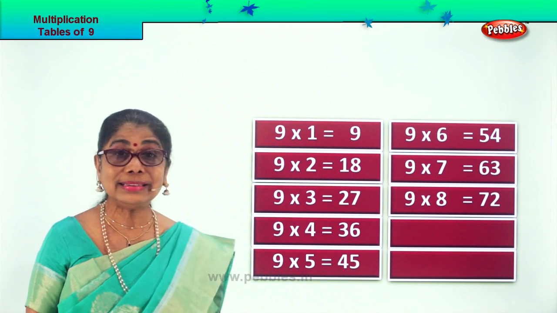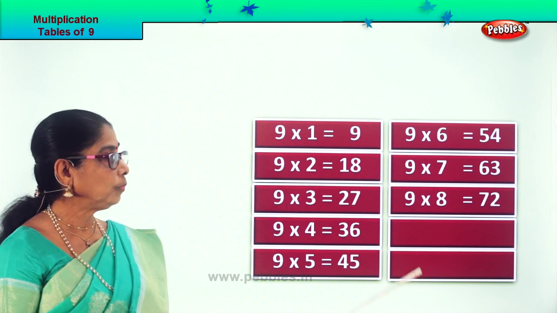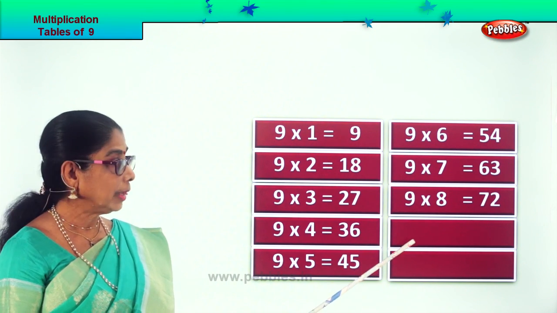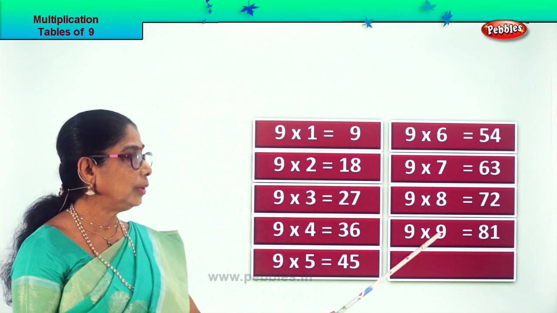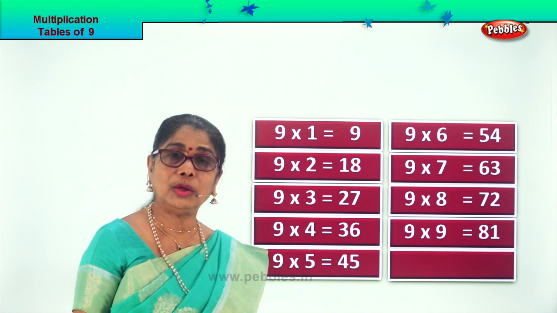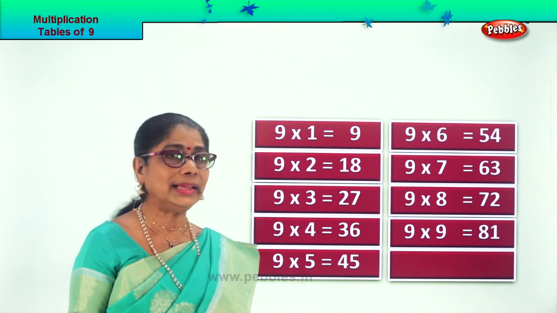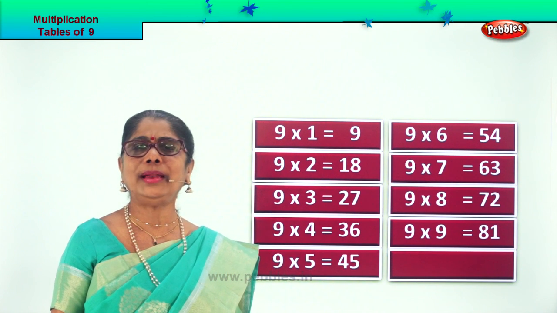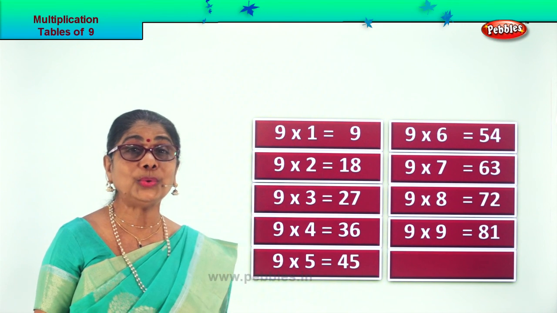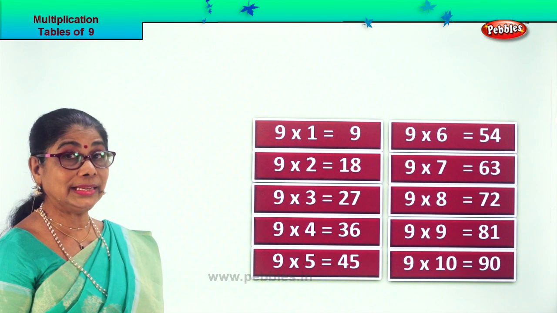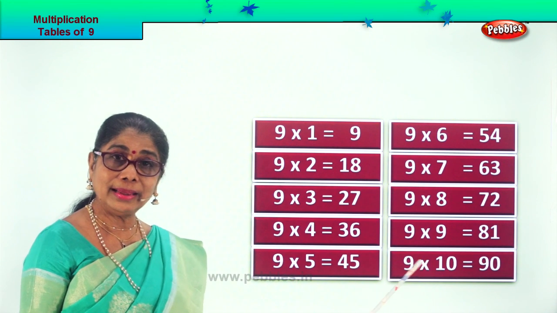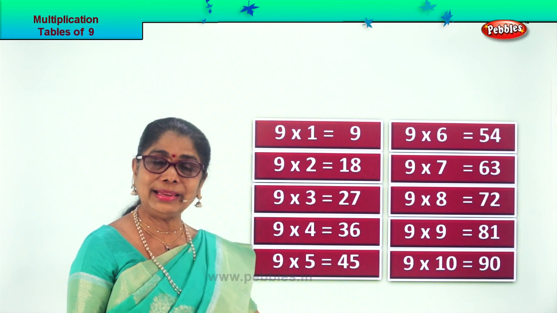9 eights are 72. What is 9 into 9? 9 into 9 equal to 81. What is 9 nines are? 9 nines are 81. 9 into 9 equal to 81. And finally, what is 9 into 10? 9 tens are equal to 90.